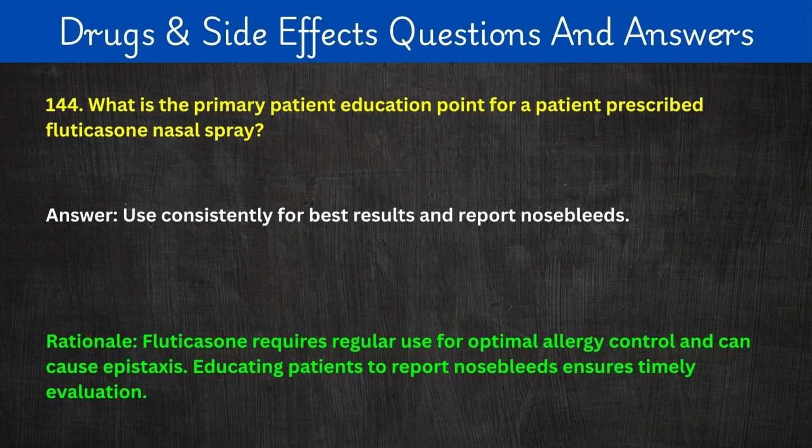144. What is the primary patient education point for a patient prescribed fluticasone nasal spray? Answer: Use consistently for best results and report nosebleeds. Rationale: Fluticasone requires regular use for optimal allergy control and can cause epistaxis. Educating patients to report nosebleeds ensures timely evaluation.